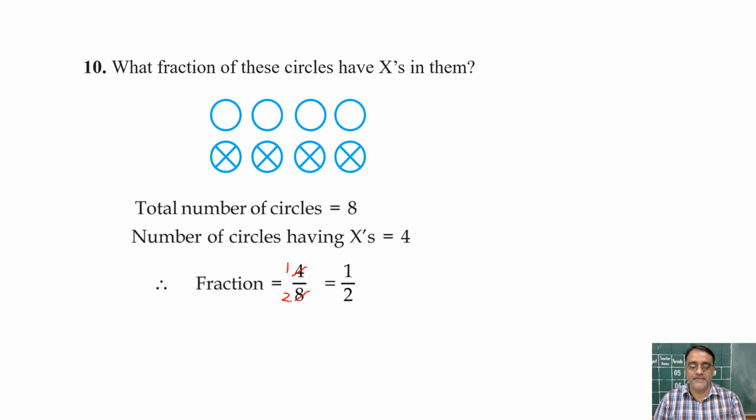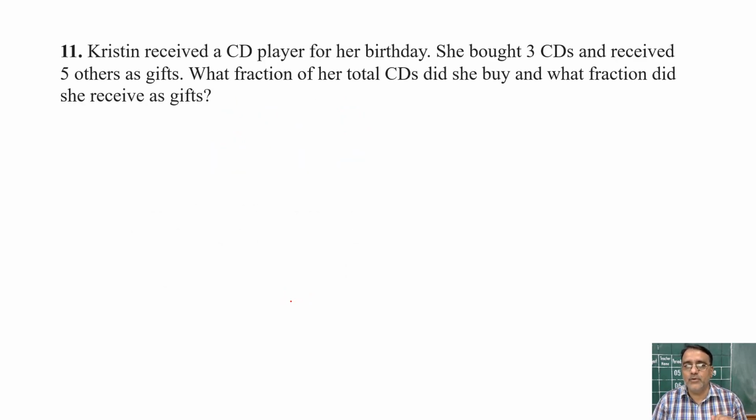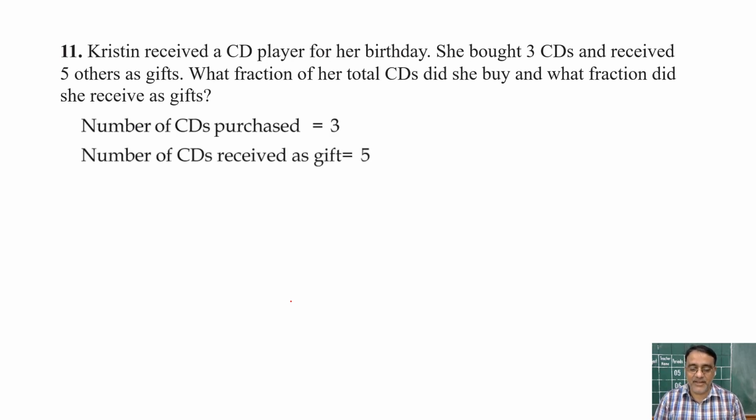Right. Okay. Now we are moving toward the last question of the exercise. Christine received a CD player for her birthday. She bought 3 CDs and received 5 others as gifts. What fraction of her total CDs did she buy and what fraction did she receive as gift? So first of all, total number of CDs she purchased is 3 and total number of CDs she received as gift is 5. Okay, right?